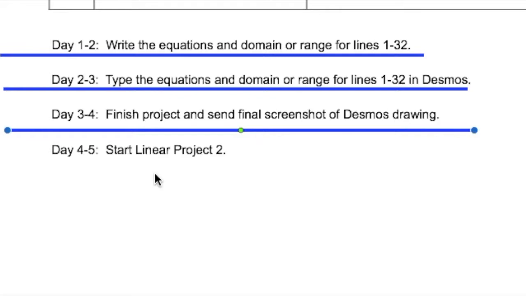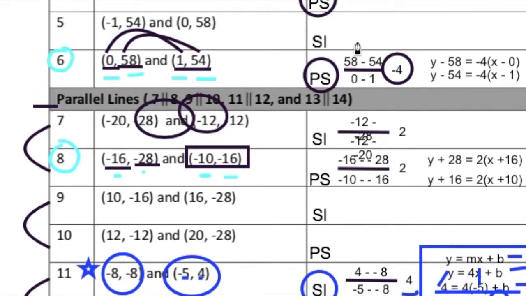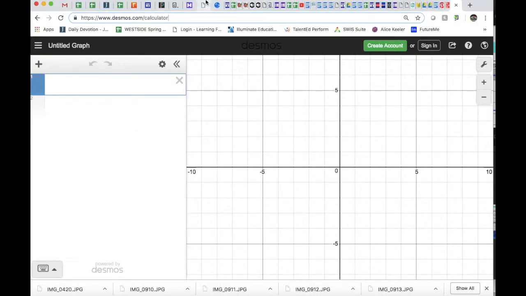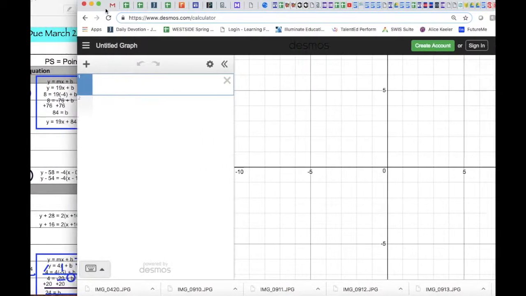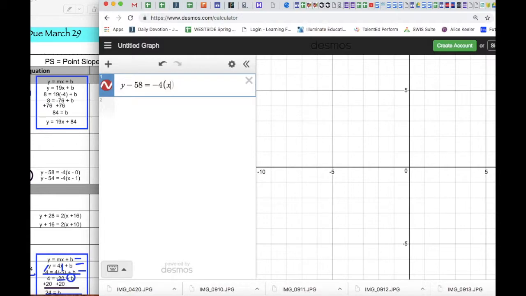So in this last part of the video, I will walk you through typing in a couple of the equations that we've already done. Starting with line number 6, I'm going to type that in. The nice thing about Desmos is that it will understand your equation, whether you have written it in slope-intercept or point-slope. So on line 6, we wrote down y minus 58 equals -4 parentheses x minus 0 parentheses.